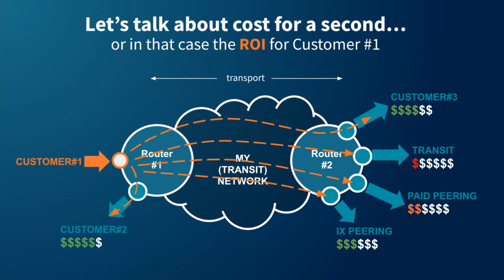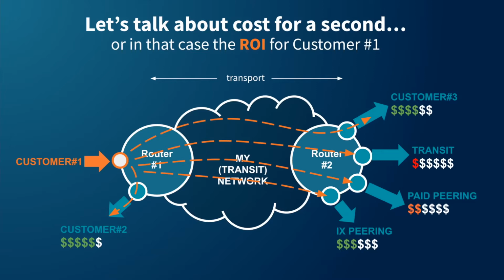I'm looking at the ROI for a given customer, and everything here is anonymous, so I think we're on the safe side. I've got this customer that's connected to my router one here, and he sends a bunch of traffic through my network, and that can go both directions. I've got interfaces that traffic exits towards.